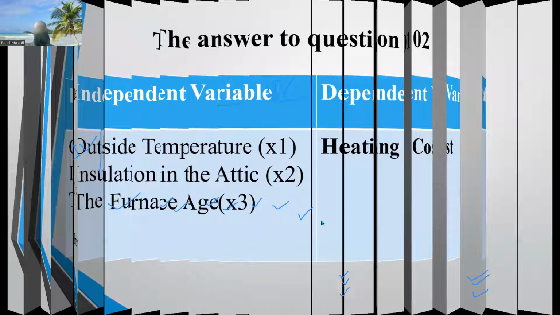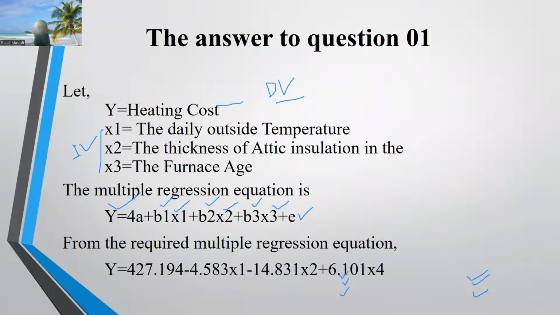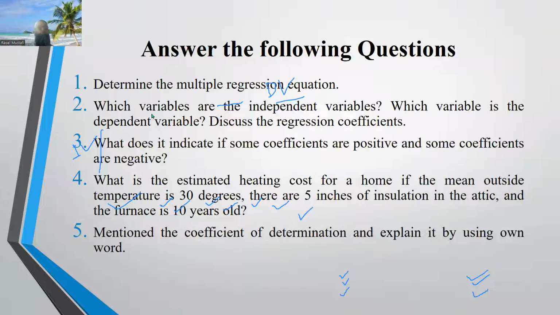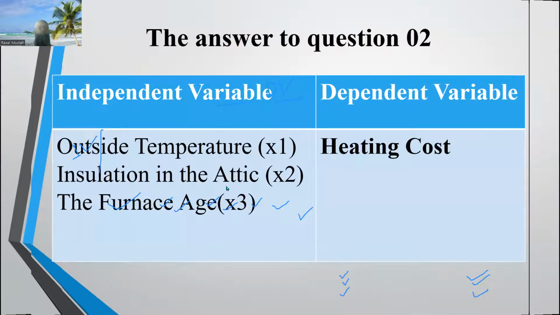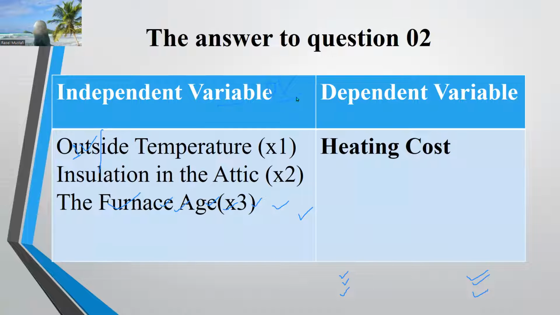Then answer number 2. Which variables are the independent variables? Which variable is the dependent variable? Here the 3 independent variables are outside temperature, insulation of attic, and furnace age, and the 1 dependent variable is heating cost.